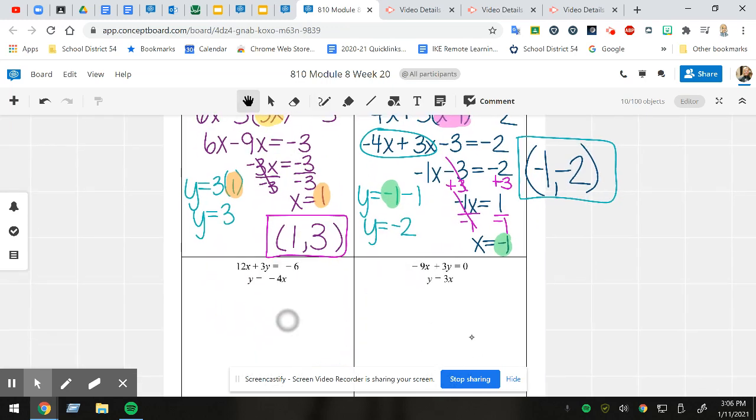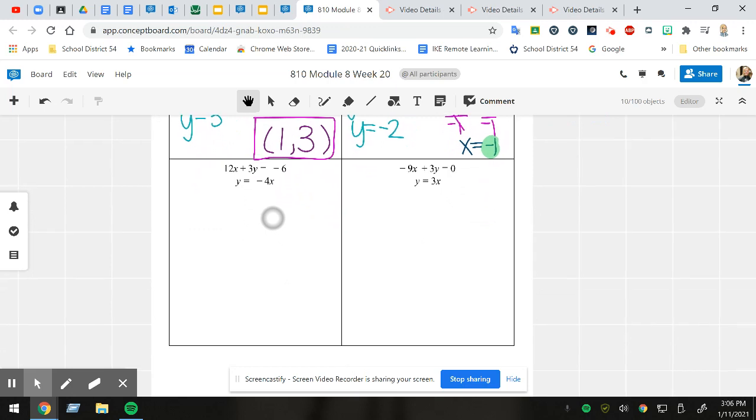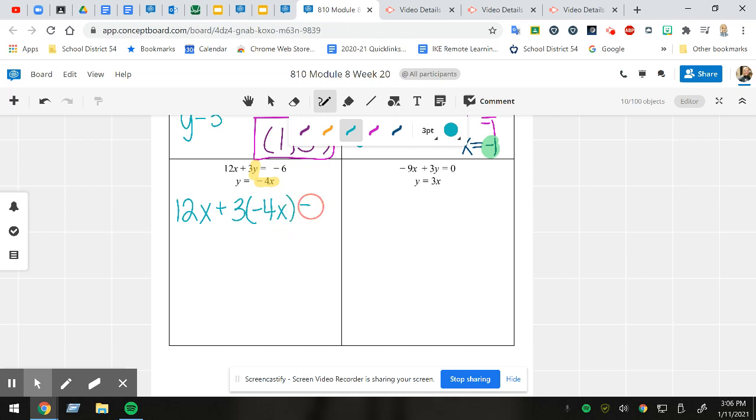Let's try another one. All right, I'm going to substitute. So I have y equals negative 4x. So in place, I'm going to put it in the y. So I have 12x plus 3 in place of the y, negative 4x. The right side is negative 6. So I'm going to multiply. We have 3 times negative 4, which is negative 12.